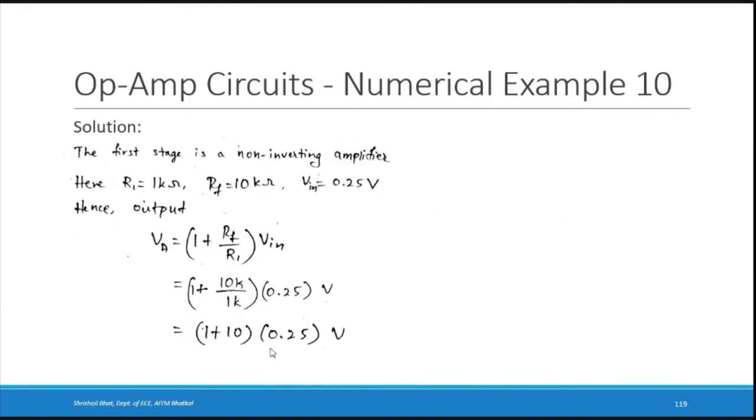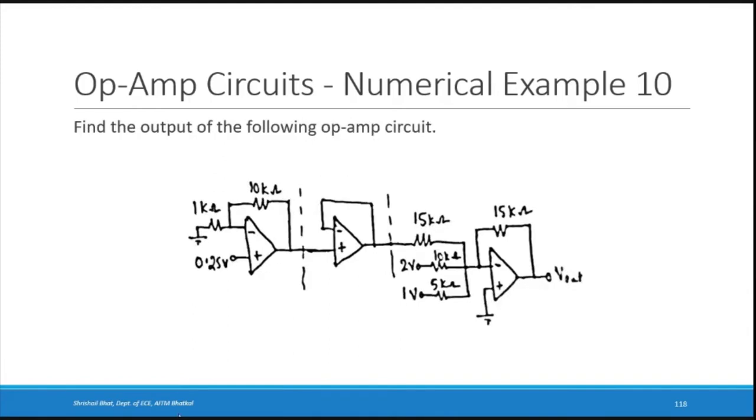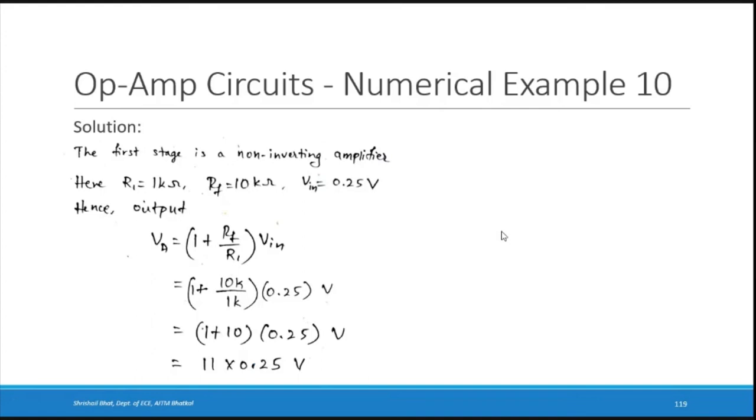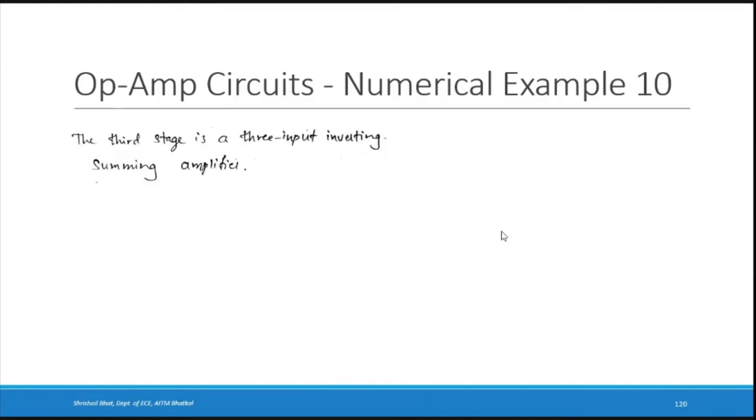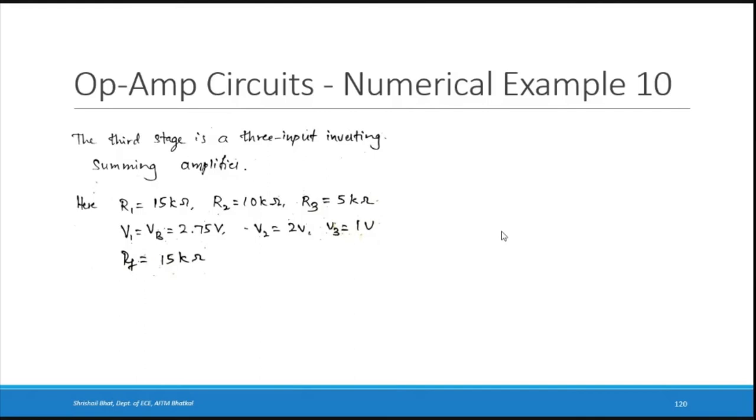Now the third stage is a 3-input inverting summing amplifier, where the first input V1 you can take as VB, the output from the previous stage, and V2 is 2 volts, V3 is 1 volt, R1 is 15K, R2 is 10K, R3 is 5K, and RF is 15K. From the circuit diagram you can note down all the parameters. V1 is VB, the output of the previous stage, that is 2.75 as we have seen, V2 is 2 and V3 is 1, RF is 15K.